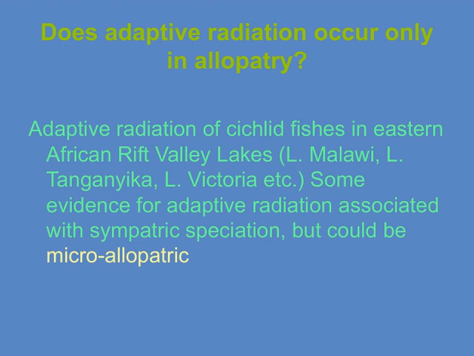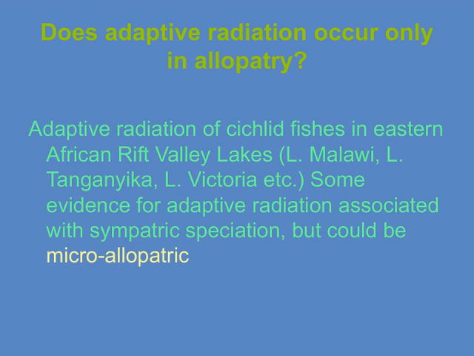But in the case of these cichlids, there's some fascinating evidence suggesting that adaptive radiation might also occur in sympatry, meaning within the same geographic area. There are hints that some of this speciation could be associated with sympatric processes, where new species evolve while living in the same environment, possibly driven by factors like ecological niche differentiation.